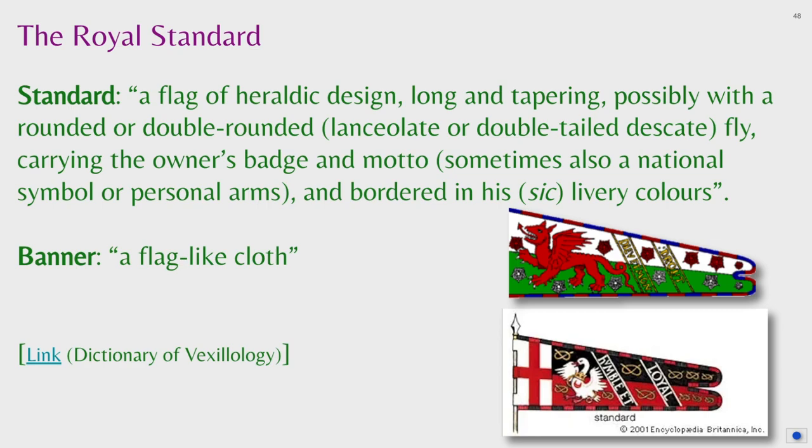A flag of heraldic design, long and tapering, possibly with a rounded or double-rounded, lanceolate or double-tailed descate fly, carrying the owner's badge and motto, sometimes also a national symbol or personal arms, and bordered in his livery colours. A banner is simply a flag-like cloth, according to the Dictionary of Vexillology.